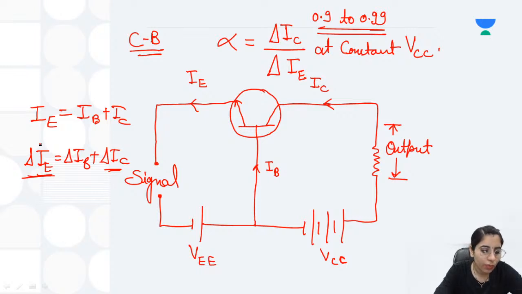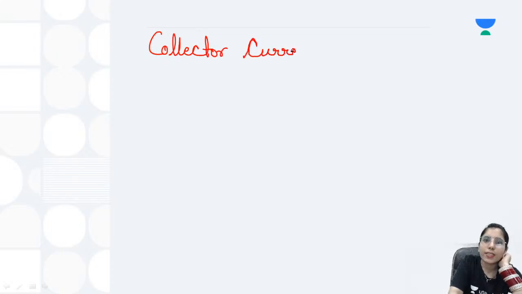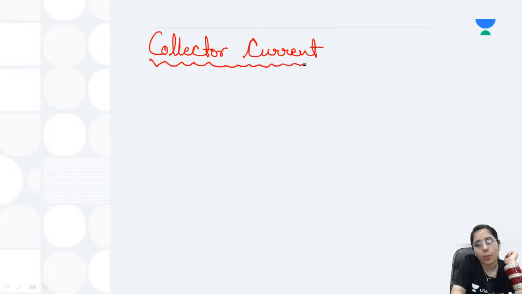Other than that, if I'm gonna talk about the next thing here, that is the collector current. The next parameter you have to find for the given circuit will be collector current. Now, how you will get the collector current and what will be the expression for that? Or what are the other things you need to know about the collector current? I'll talk about it now.